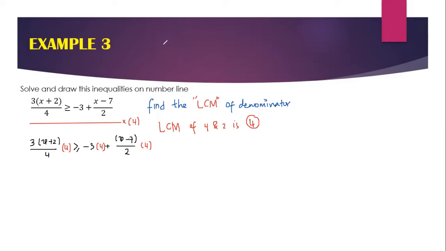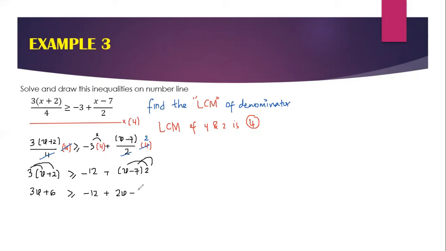Okay, so then go to the simplification. Cancel, right? Cancel, you get 2 here. So then, 3 open the bracket x plus 2 is greater than or equal to minus 12 plus x minus 7 times 2. Next, 3x plus 6 is greater than or equal to minus 12 plus 2x, and here minus 7 times 2 is minus 14.